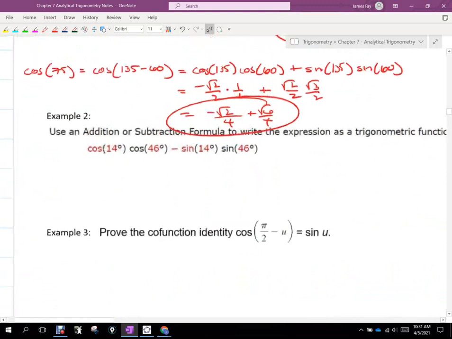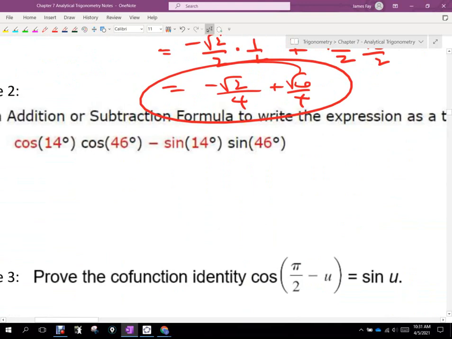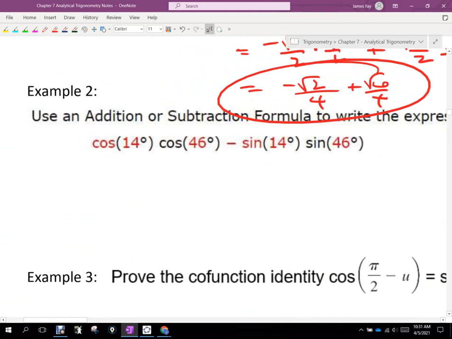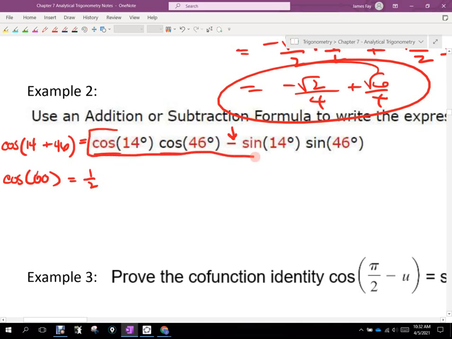Okay? This is an alternative question. This is working backwards. They're going to give you the expanded side of things, and they want you to work back to the other side. So what format is this? Is this a sine or a cosine? It's a cosine. And because that's a subtraction sign, then it's going to be adding, right? I go 14 plus 46, and that gives me cosine of 60, which is 1/2. So that number right there is 1/2.